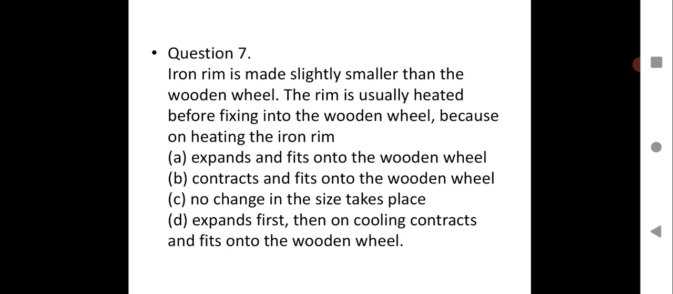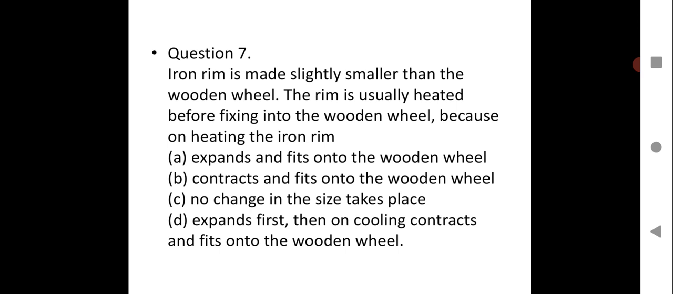Now question number 7. Iron rim is made slightly smaller than the wooden wheel. You all know why we are doing that. The rim is usually heated before fixing into the wooden wheel. Because on heating the iron rim, which is made a little smaller, it expands, and on cooling it will contract. Knowledge of this concept will help us to fix a metallic rim on the wooden wheel. We have learned this concept.